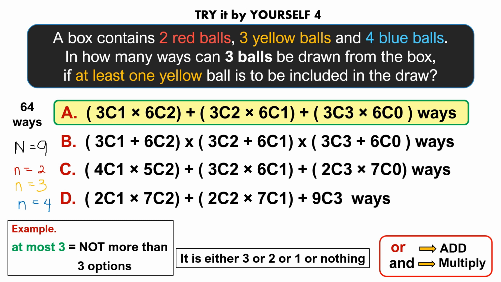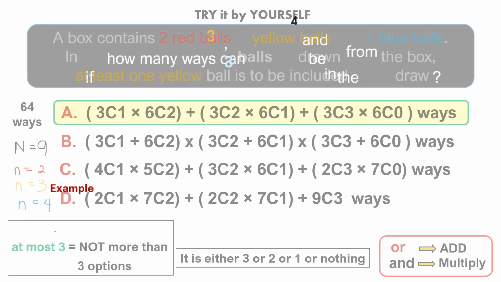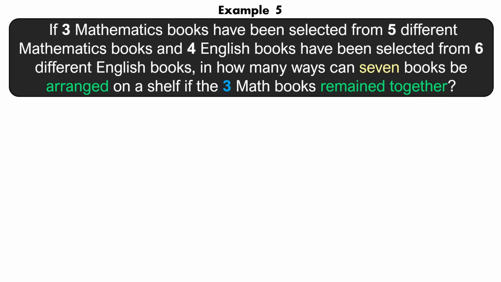So now, let us have the last example. Example number 5. If 3 mathematics books have been selected from 5 different mathematics books and 4 English books have been selected from 6 different English books, in how many ways can 7 books be arranged on a shelf if the 3 mathematics books remain together?